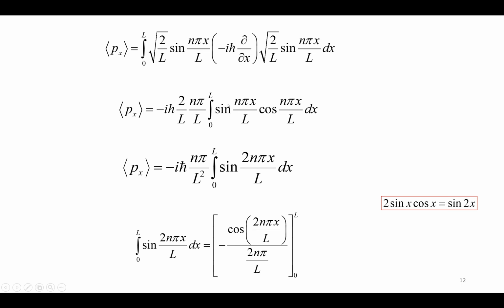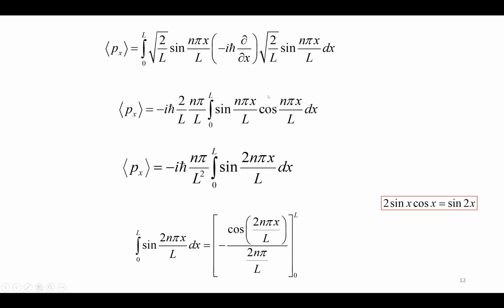And of course we can bring these 2 inside, that will give us 2 sin x cos x. Okay, 2 sin x cos x is equal to sin 2x. And I think there is a mistake here. We have cos 2 n pi x by L divided by n pi by L, so we will get L divided by n pi. Let's just correct it. So this must be L divided by n pi, and of course L will cancel.